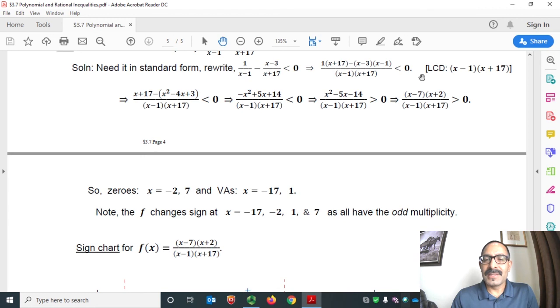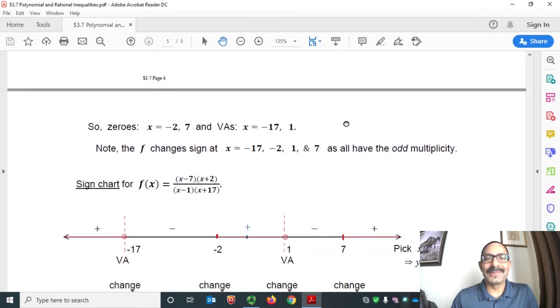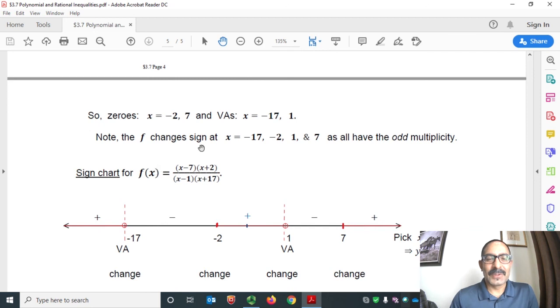Now, this being strictly greater than 0 means we want the y values strictly above the x-axis. Next, let's find the zeros of the numerator and the vertical asymptotes, that means the zeros of the denominator. So here, x equals 7 and x equals minus 2 are the zeros, and the vertical asymptotes are at x equals positive 1 and x equals negative 17. I hope this makes sense to you all. Since the multiplicity of the zeros and VAs is odd, meaning 1 here, f changes sign at those zeros and vertical asymptotes. Next, let's create the sign chart.